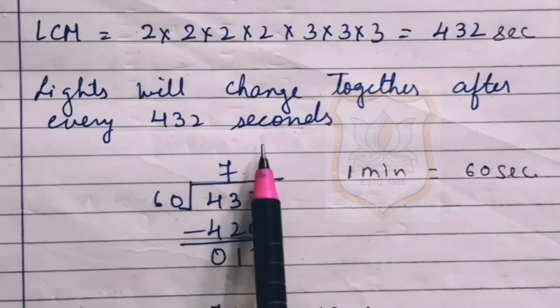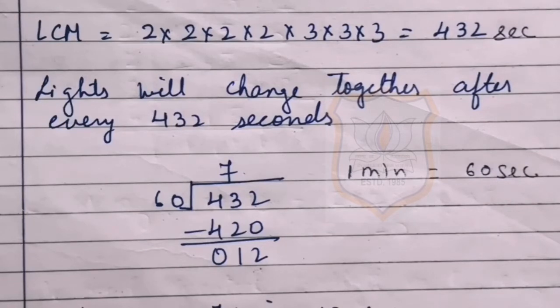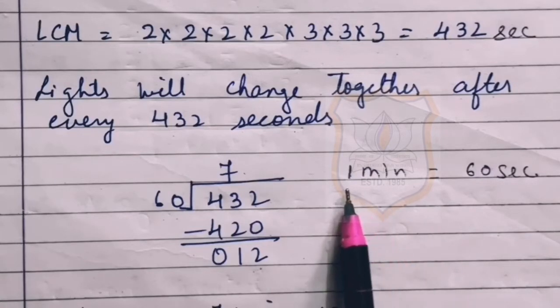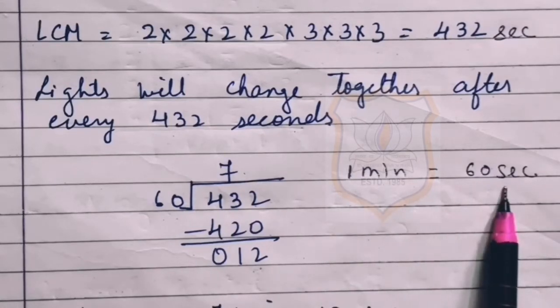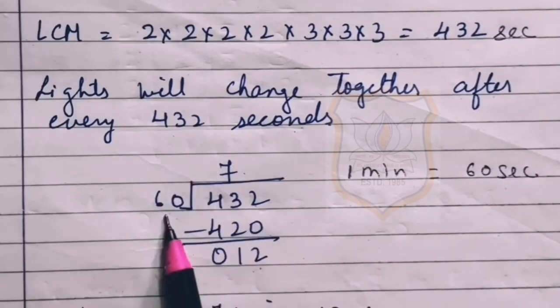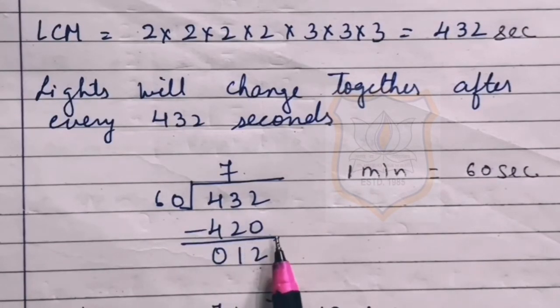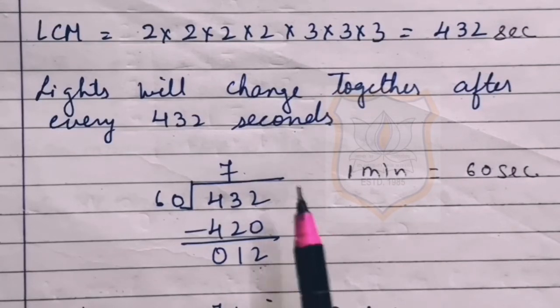Students, we have to convert these seconds into minutes and seconds, as we have to find out the time at which the lights of the 3 different road crossings change at the same time. Here, as you all know, 1 minute is equal to 60 seconds. Now we will divide this 432 by 60. 7 sixes are 42, so 7 times 60 is 420. By subtracting 420 from 432, we will get 12.